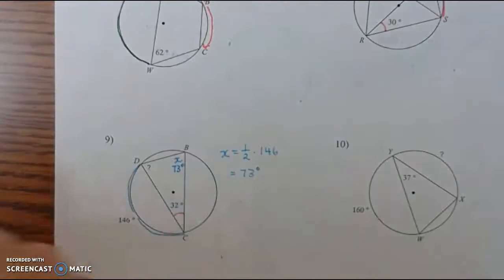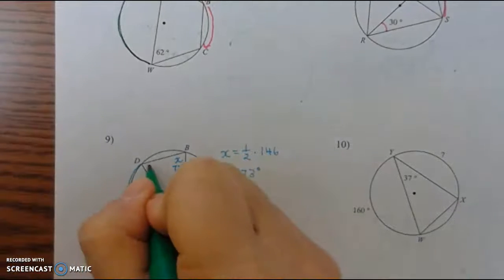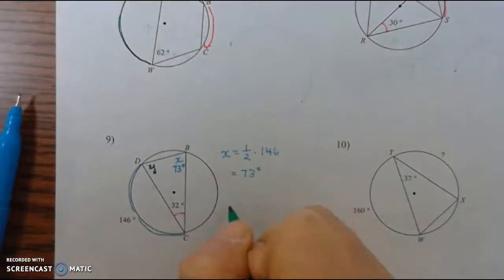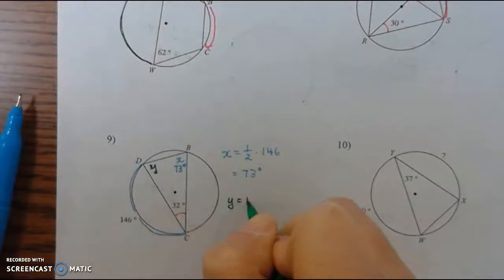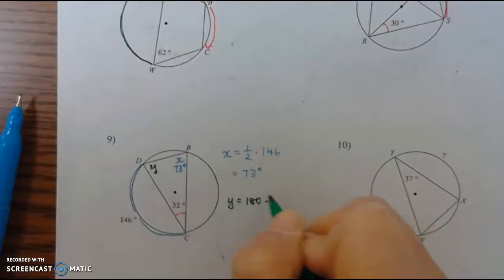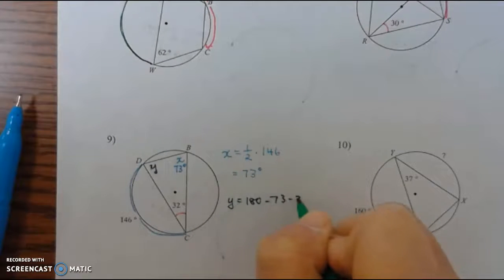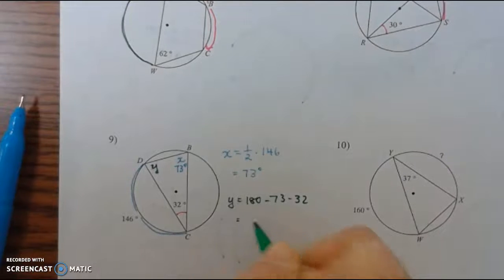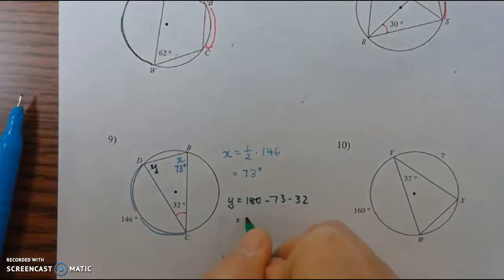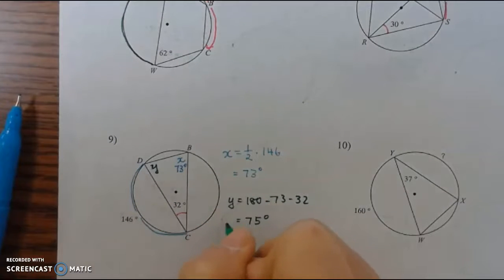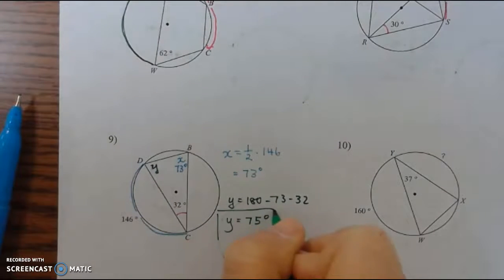Now we can use triangle angle sum to figure out what the angle measure of Y is. Y is going to be 180 minus 73 minus 32, triangle angle sum, and that adds to 105, so this has to be 75 degrees. So this question mark angle is 75 degrees.